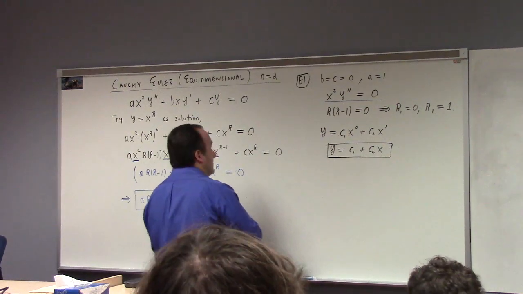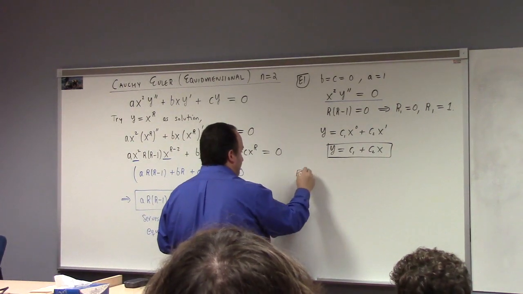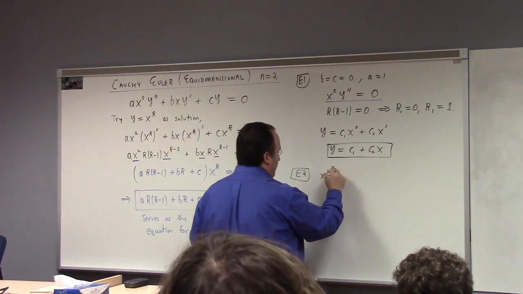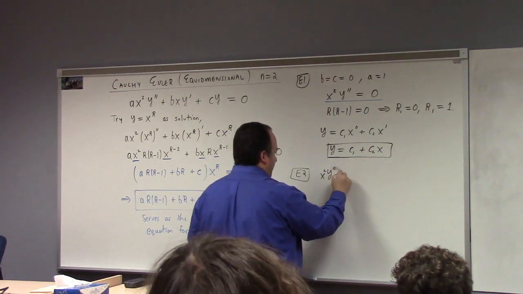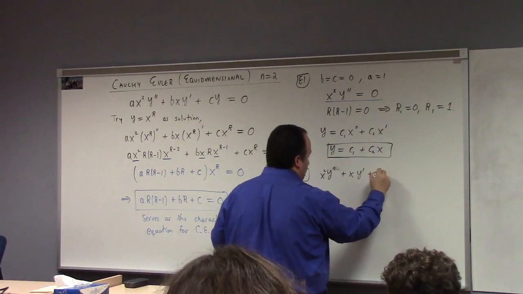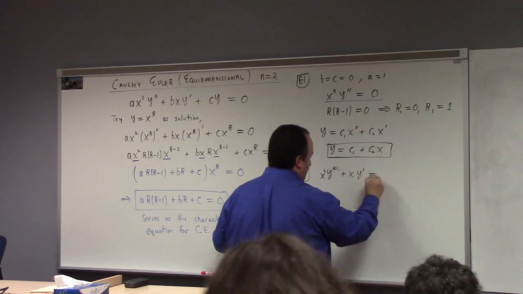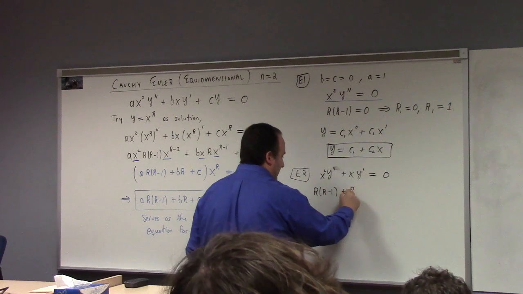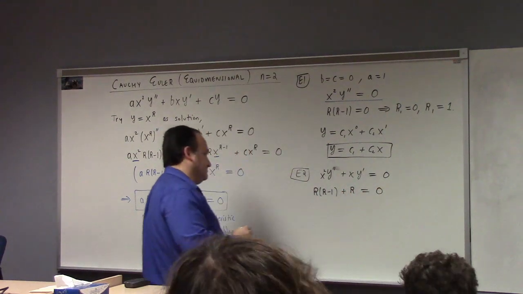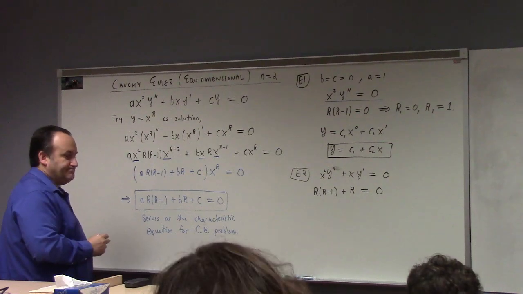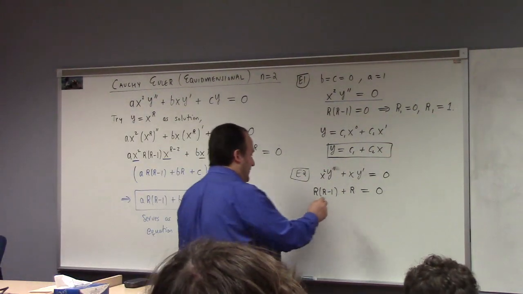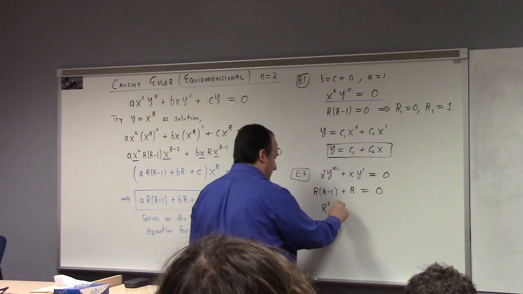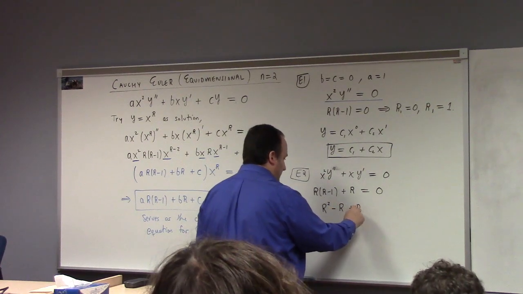Let's look at another example that's perhaps a bit uglier. What if we had, let's just try, x squared y prime prime plus x y prime equal to 0. We'll try that out. So this gives me r times r minus 1 plus r equal to 0. All right. Which gives me what equation here? r squared minus r plus r equals 0.